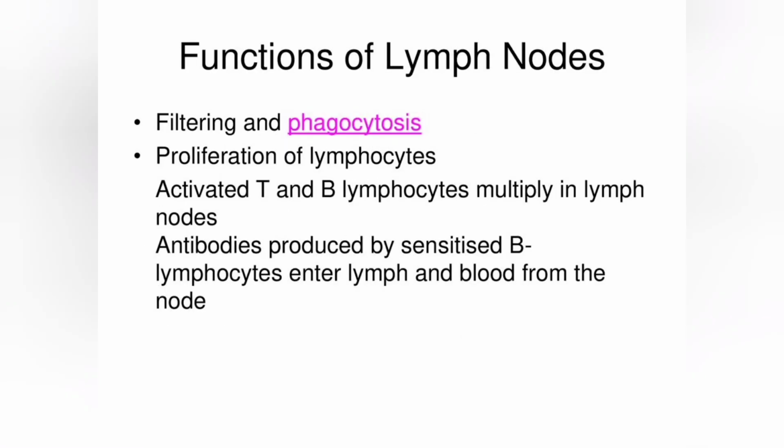So what are the functions? Filtering and phagocytosis. Phagocytosis means ingestion of something from outside. Proliferation of lymphocytes, that is the formation of lymphocytes. Activated T and B lymphocytes, which are responsible for the immune system or defense system in our body. Antibodies produced by sensitized B cells, which are also immune cells of the body. For example, when we are taking medicines to treat influenza or several types of viruses, our body secretes antibodies. So those are all secreted from lymph nodes and lymphocytes.